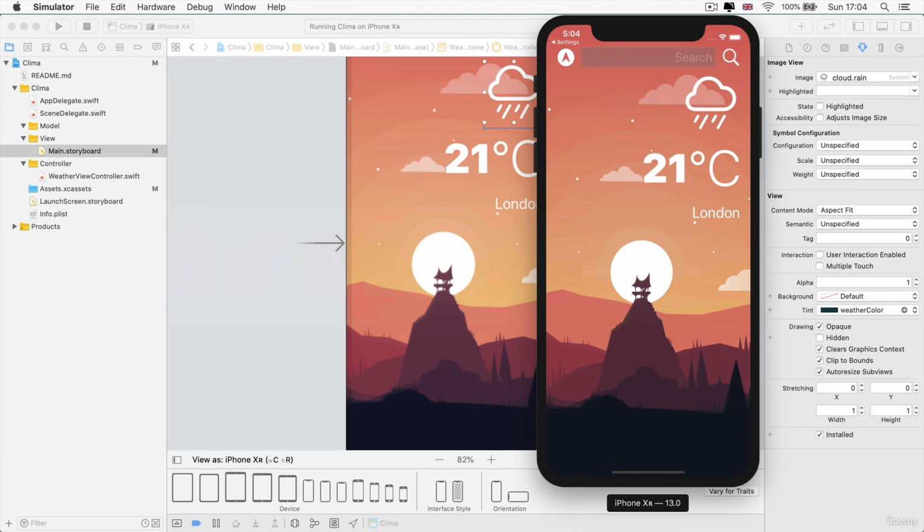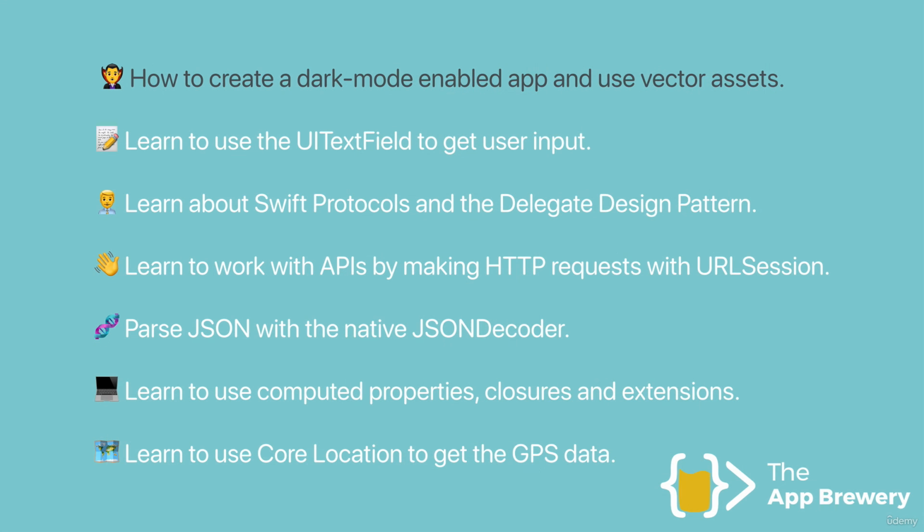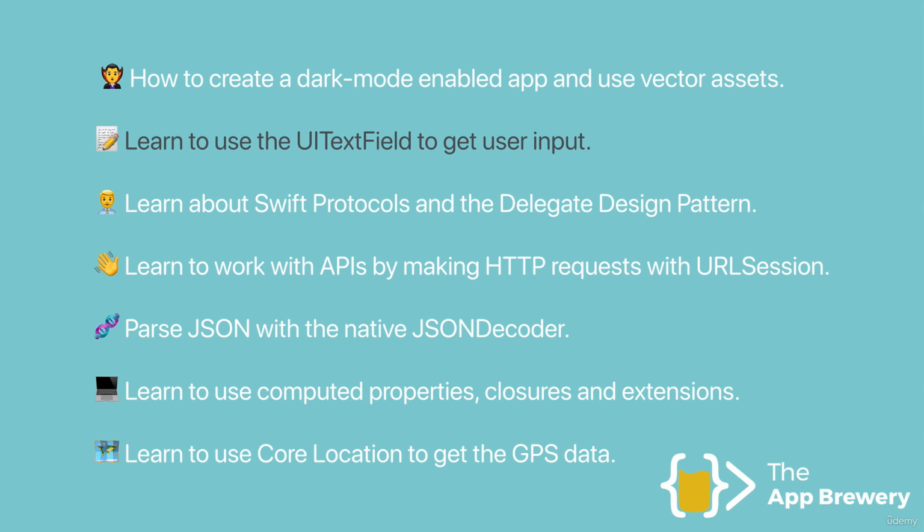So now that we've seen how to create dark mode enabled apps and use vector assets inside our app, as well as learning about the SF symbols that we can use, we're ready to move on to the next lesson where we're going to learn about the UI text field and be able to start giving our app some inputs.